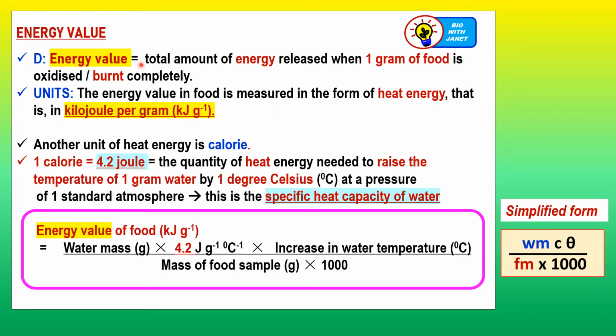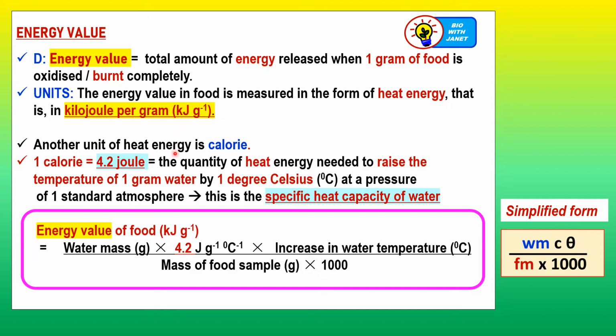Now, the energy value of a food is defined as the total amount of energy released when 1 gram of food is oxidized or burnt completely. The energy value in food is measured in the form of heat energy that's released when the food is burnt, and the unit is kilojoules per gram, or kJ per gram.